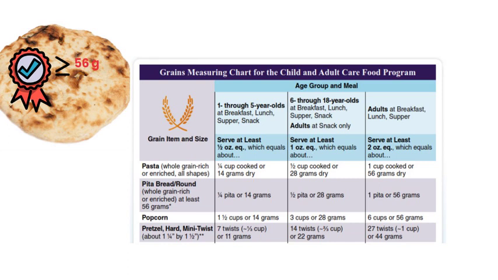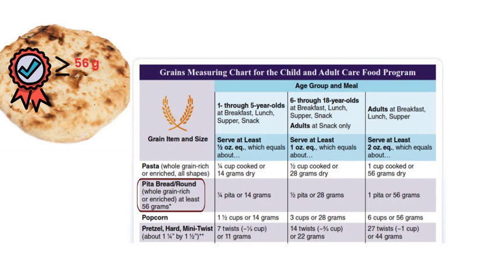Step 2 showed us that the pita bread had a weight of at least 56 grams next to it, so we made sure the pita bread we wanted to serve was the same weight or heavier than the weight listed in the chart. Because the pita bread we wanted to serve was heavier than the one listed in the grains measuring chart, we knew we could use the grains measuring chart to see how much of the pita bread we needed to meet the minimum amount of grains required at CACFP Meals and Snacks.